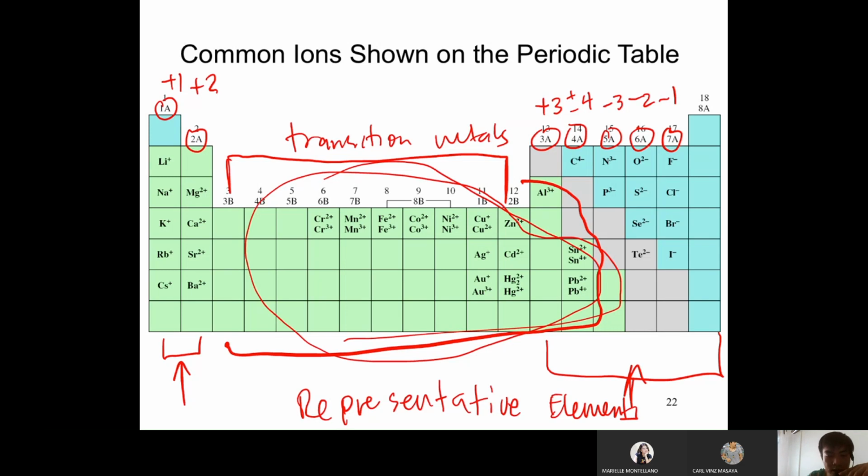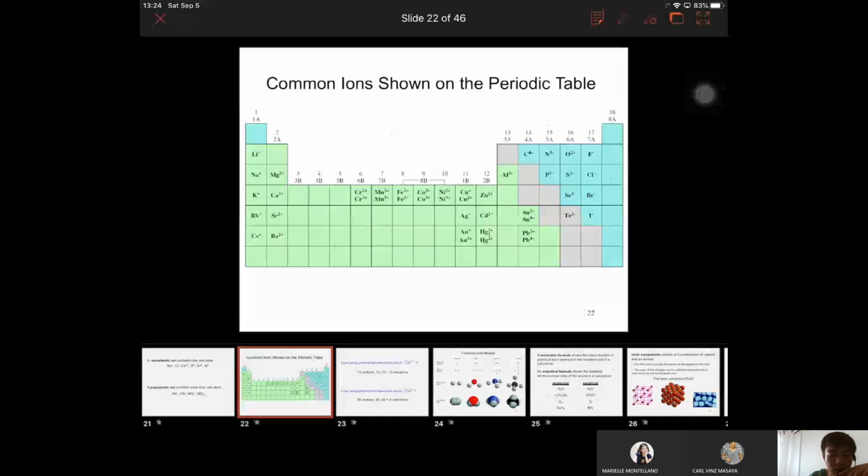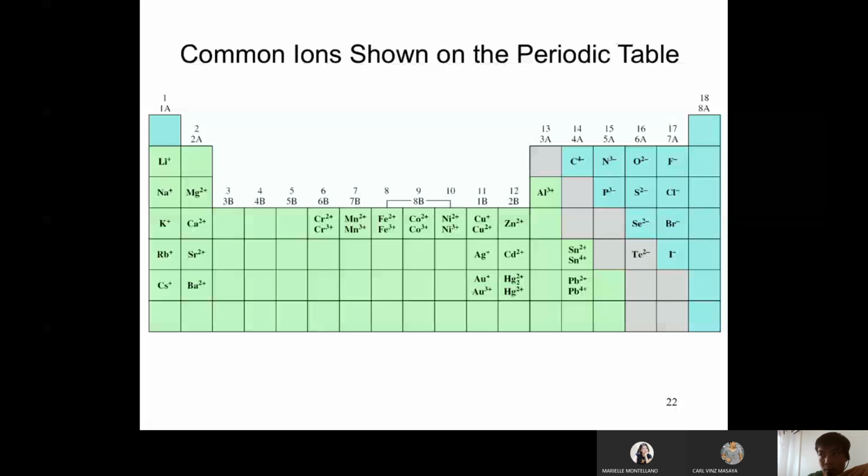Let me clean up the PowerPoint first, then you can screenshot it. Okay, full screen now. So, group 1A, positive 1, positive 2, positive 3, plus or minus 4, minus 3, minus 2, minus 1. Those are the possible charges. You can screenshot this so you have a reference on your cellphone.